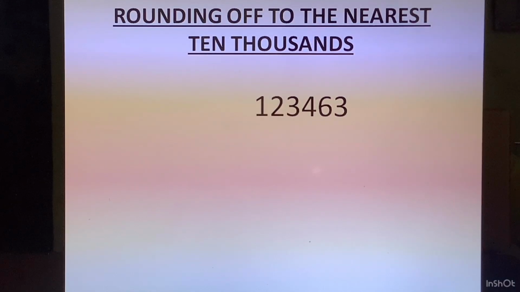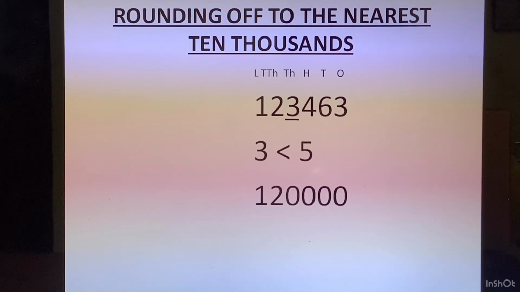Now rounding off to the nearest 10,000. We will now look at the digit at the thousands place, which is 3. We'll compare 3 with 5. 3 is less than 5. So we will not change the digit at the 10,000s place, and all the digits on the right of 2 at the 10,000s place, that is 3, 4, 6, 3, will convert into zeros. So the answer will be 20000.